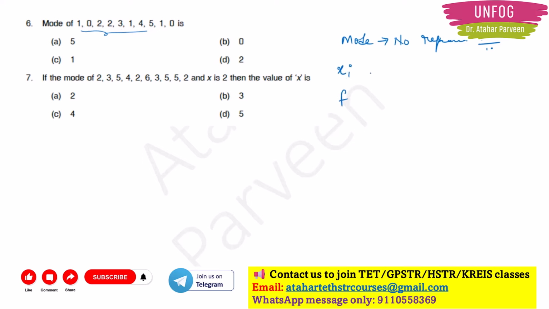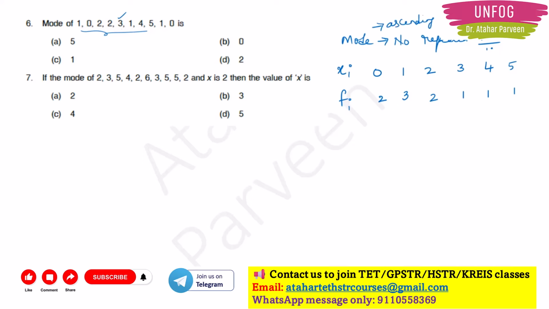This is xi, this is fi. Okay. We will start from 0. How many zeros are there here? 1, 2. 2 zeros are there. Then 1. How many ones are there? 3. Next 2. How many 2s are there? 2. Then 3. How many 3s are there? Just 1. Next 4. 4 will be, I think, one time only. 1. Then 5 also 1. Okay. So here we will not repeat the numbers and we will write them in ascending order.